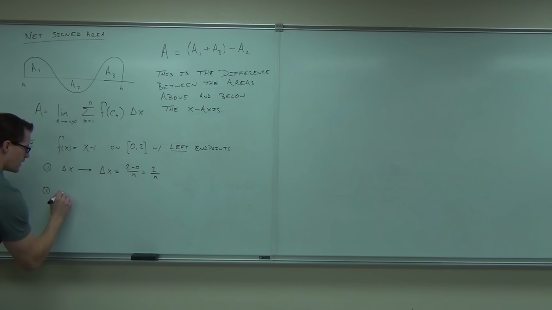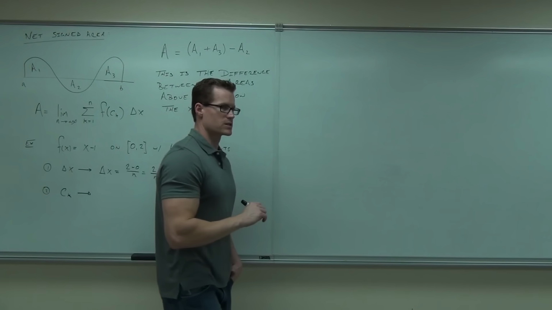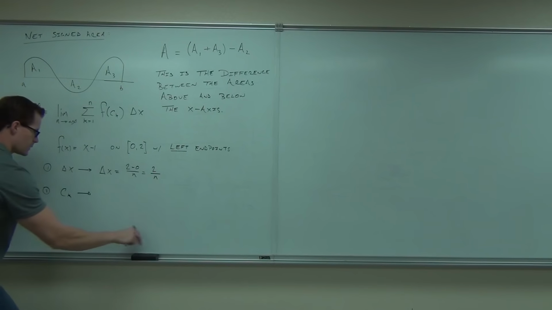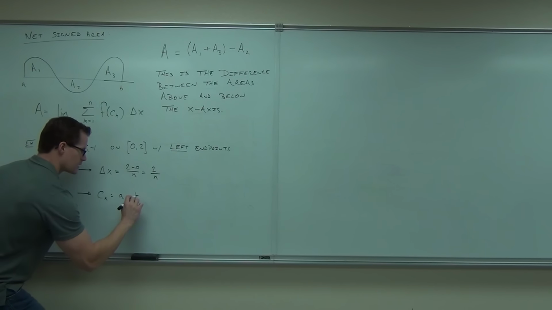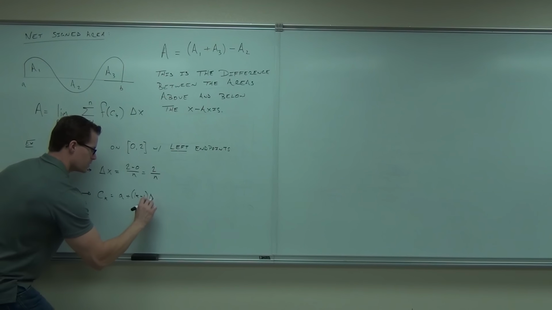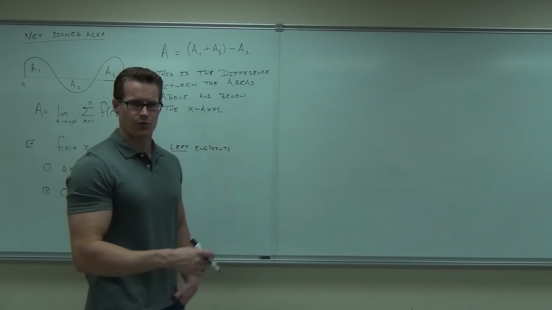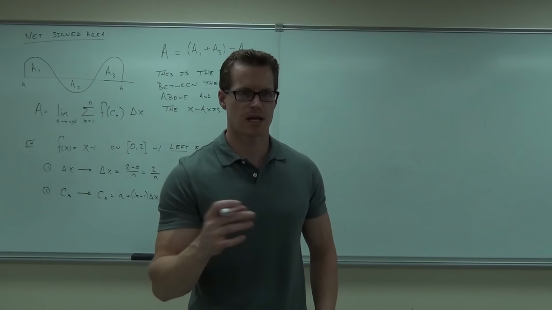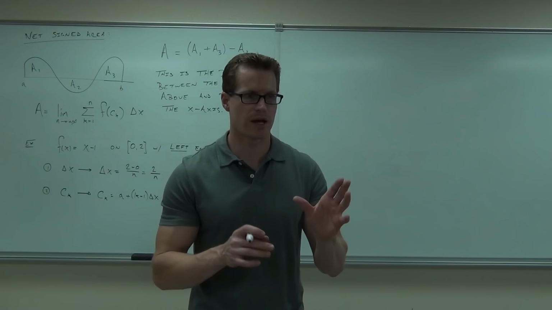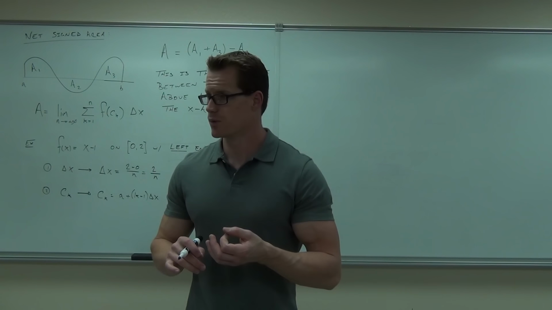So the next is find c sub k. Using left endpoints, c sub k says this: a plus k minus 1 times delta x. That's what c sub k would say for you. Didn't I give you those formulas last time? Yeah. Okay, so you look up the correct endpoint, whether it's left or right or perhaps a midpoint, and you use the appropriate formula. You with me?